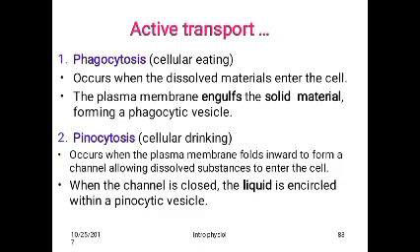1. Phagocytosis, cellular eating, occurs when the plasma membrane engulfs the solid material, forming a phagocytic vesicle. 2. Pinocytosis, cellular drinking, occurs when the plasma membrane folds inward to form a channel, allowing dissolved substances to enter the cell. When the channel is closed, the liquid is encircled within a pinocytic vesicle.